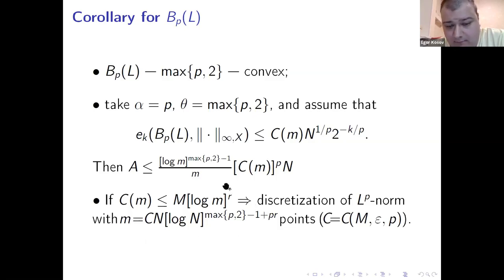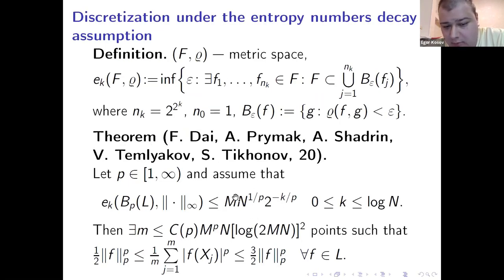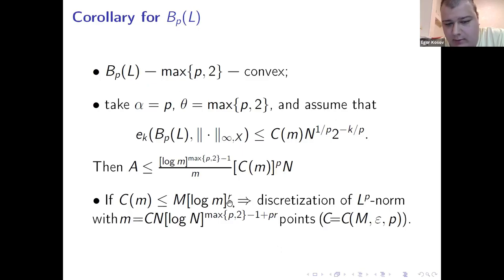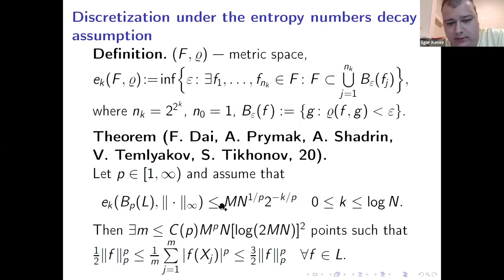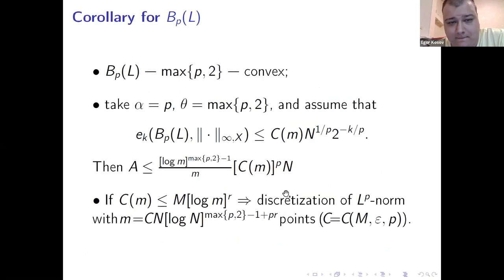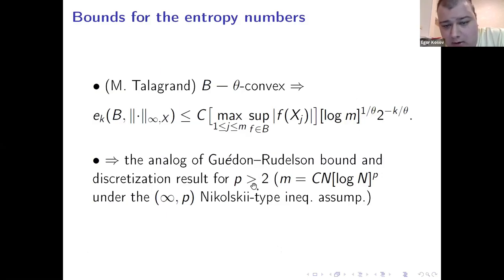And how to make this A small? To take M sufficiently big, and what is sufficiently big, to make M of this order. If we have the assumptions like in this theorem, we know that the constant does not depend on M. So R here is zero, and we have a discretization with n log n to the power max of p over 2 minus 1. And this is slightly better when p is less than 3, if we compare this result with this theorem.